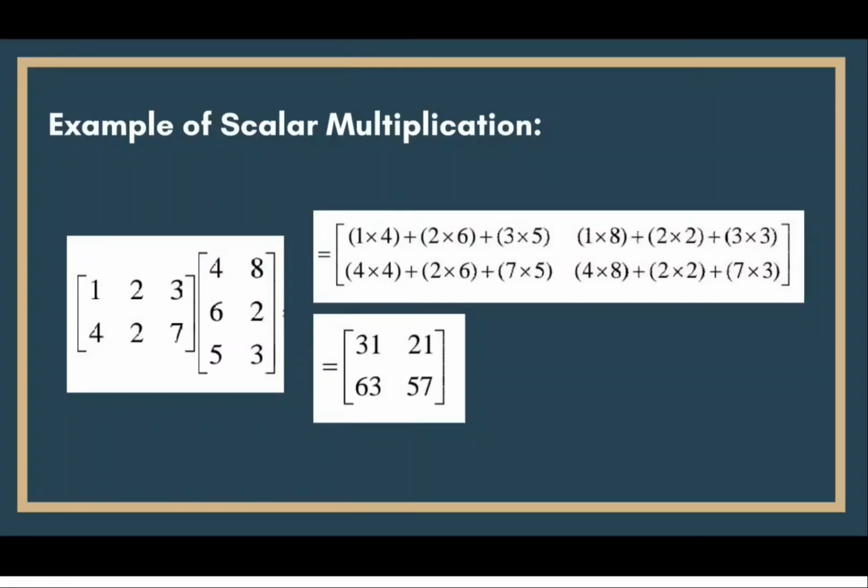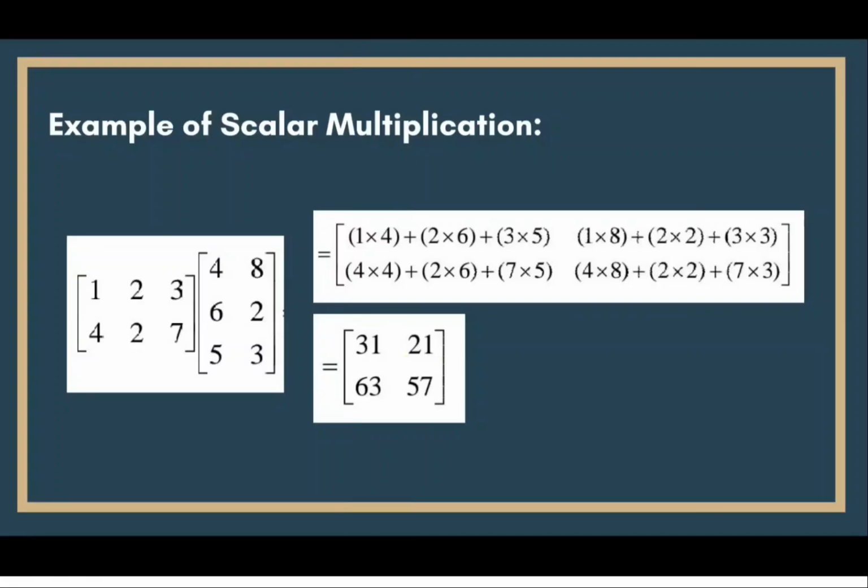To get the elements of this matrix, you first have to multiply each row by each column. For example, the first row is multiplied to the elements of the first column: 1 times 4, 2 times 6, 3 times 5. All the products of those numbers will be added to each other, which will then give us 31. The second one is this element.